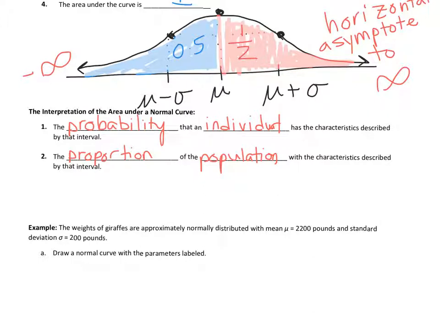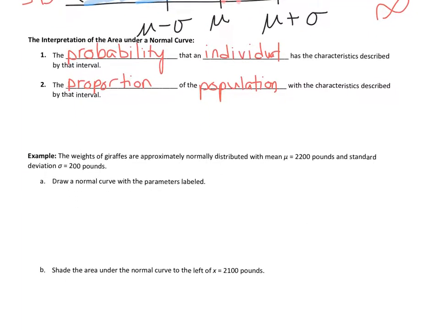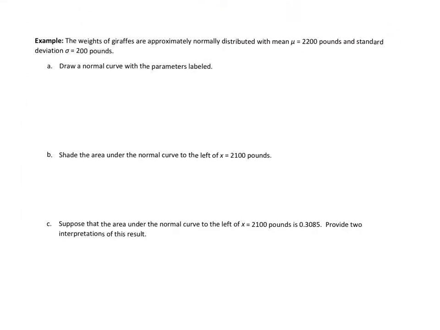Okay, so let's put that into practice. Let's look at a real example. Here we have that the weights of giraffe are approximately normally distributed with mean 2,200 pounds and standard deviation 200 pounds. So look at, they tell us approximately normal. All right, so let's draw a curve, part A, with the parameters labeled. I'm looking for the mean. And I'm looking for the inflection points. And do your best. I want it to be approximately bell-shaped, symmetry. I'm also going to make sure you have those horizontal asymptotes.